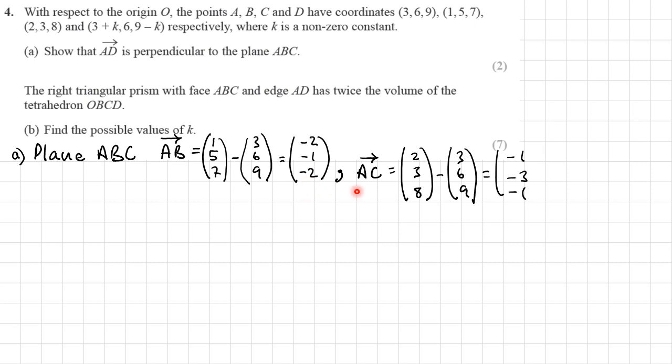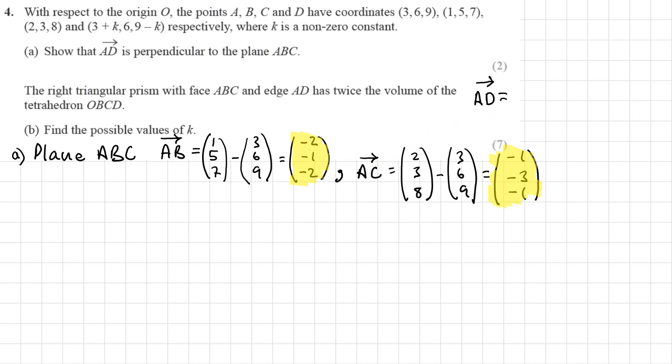Okay, and they look similar, but they are not parallel, so they're not multiples of each other. So these will do as a start for my two vectors which are non-parallel, which are in this plane. Now I'm also going to work out what the vector AD is, because I want to find out whether this vector is perpendicular to the plane, in other words perpendicular to these two, and to help me do that I'm going to be using a cross product.